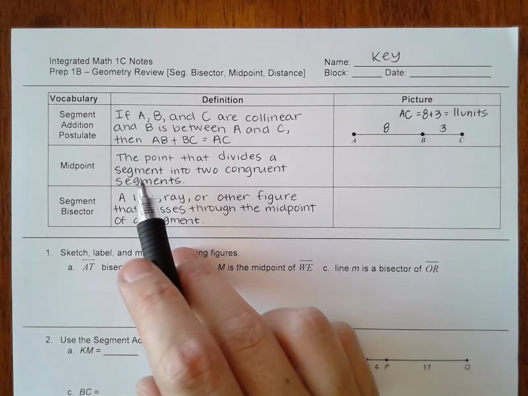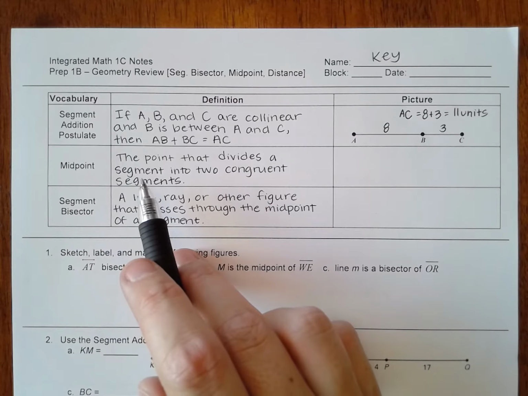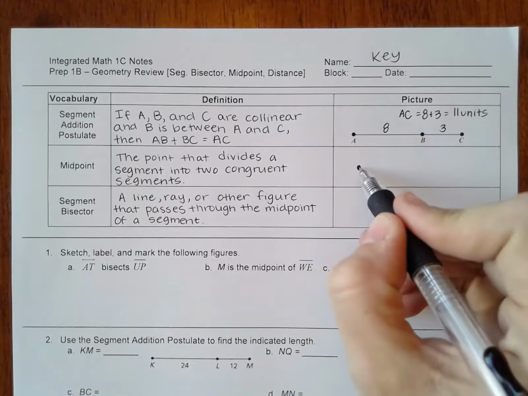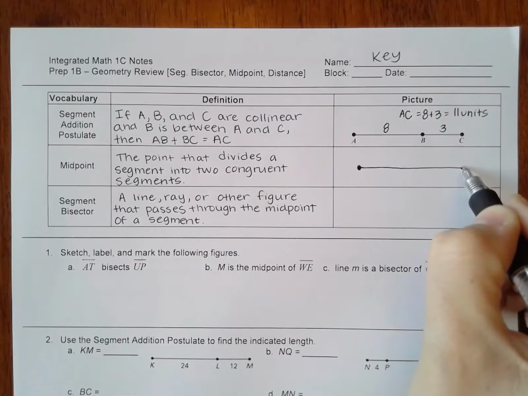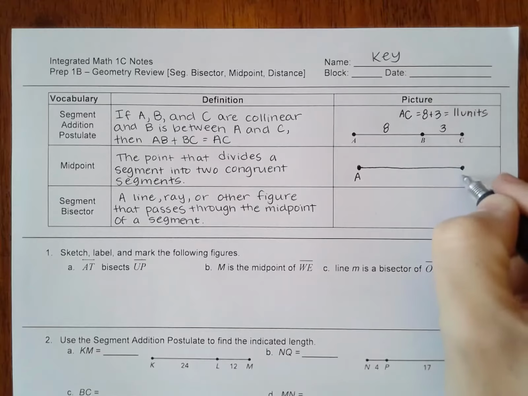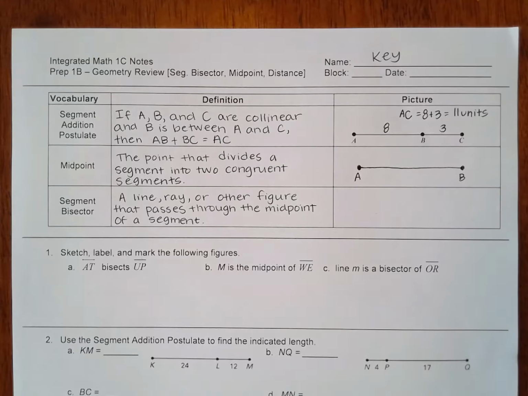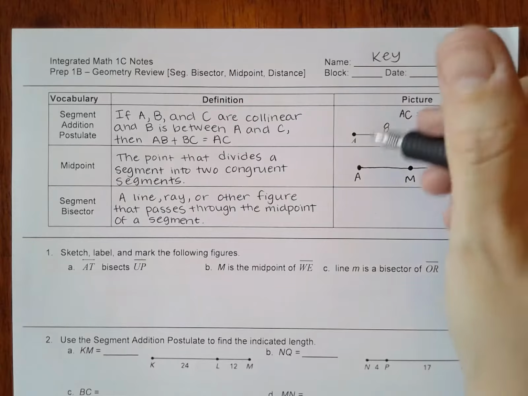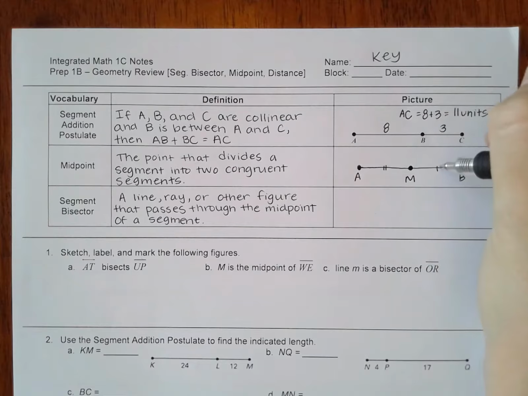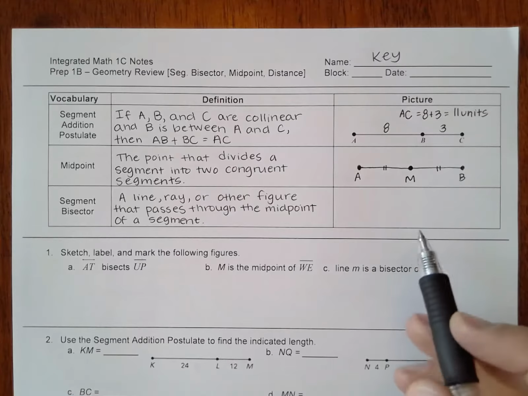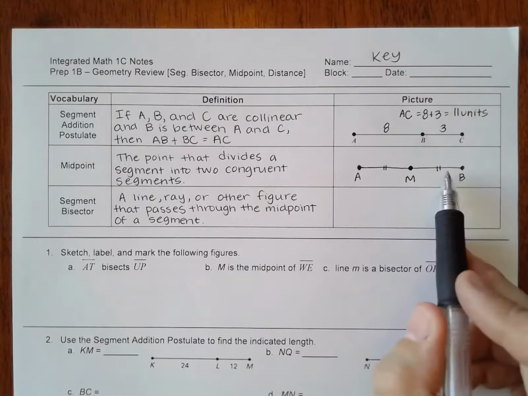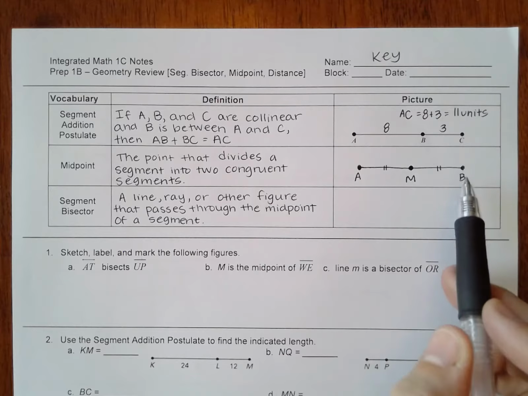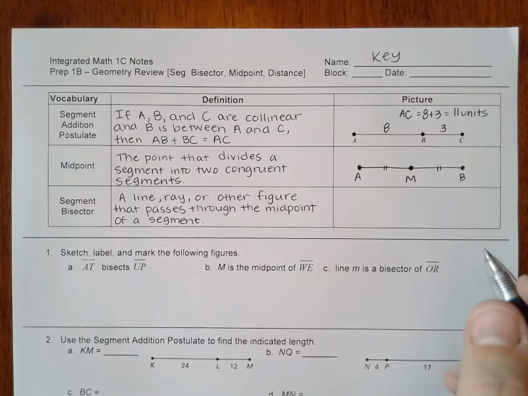A midpoint is defined as being a point that divides a segment into 2 congruent segments. So if I had a segment here that was labeled A for one endpoint and B for the other, and if my point right here in the middle was, say, M, if the segment contained these markings right here, it would tell me that this piece was the same length as this piece. So from A to M would be the same thing as from M to B. I could also say that those two segments were congruent.